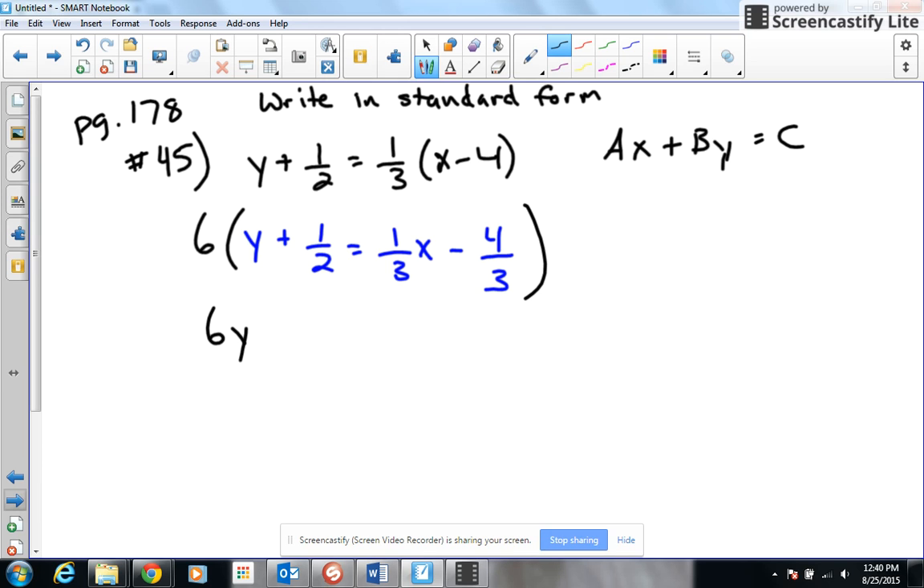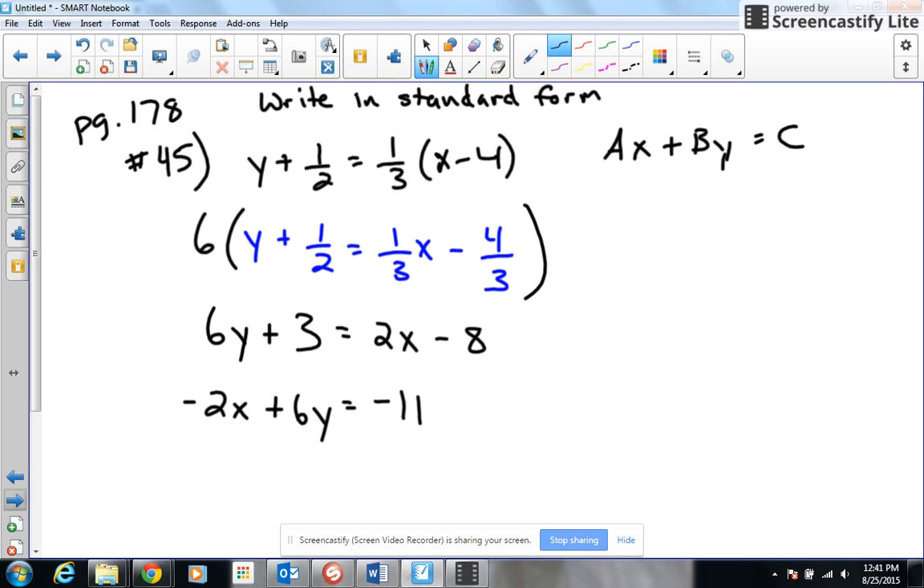So 6y, and then 6 times 1/2 is 3. 6 times 1/3 is 2x, and then 6 times 4/3 would be 6 times 4, which is 24 over 3, which gives you -8. Then we've got to get the x's on one side and the constants on the other. So I subtract 2x from the other side, and I'm going to subtract 3 from both sides. So that makes it -11 when I subtract 3 from -8.